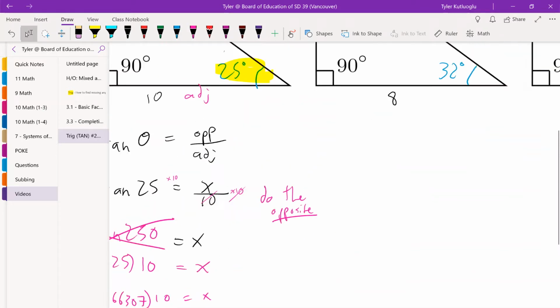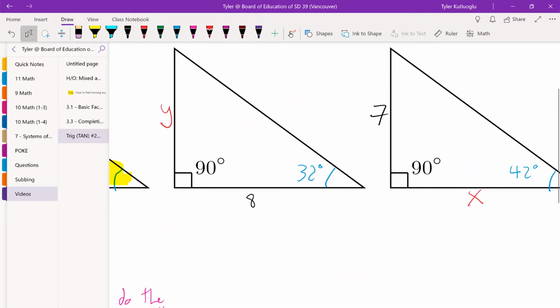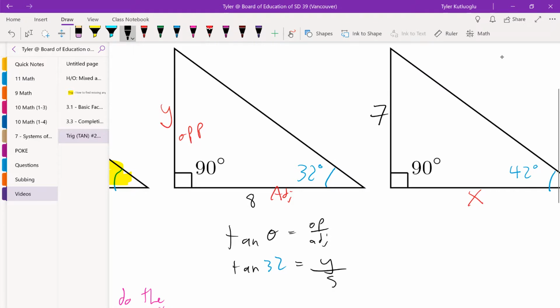Okay. Let's do one more that's very similar. It works the same way. So I'm going to start by writing my formula. Tan theta equals opposite over adjacent. I'm going to label the sides so I know which is which. This is adjacent. This is opposite. So I'm going to sub in the numbers. Tan 32 equals opposite, which is y, so I'll just leave that as that. Adjacent is 8. I'm going to multiply both sides by 8.